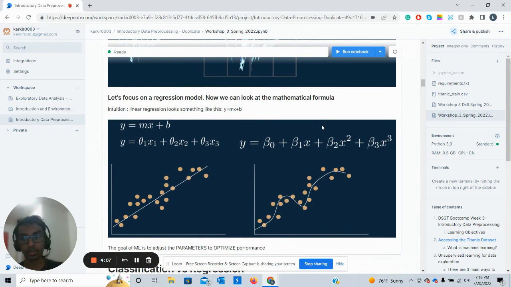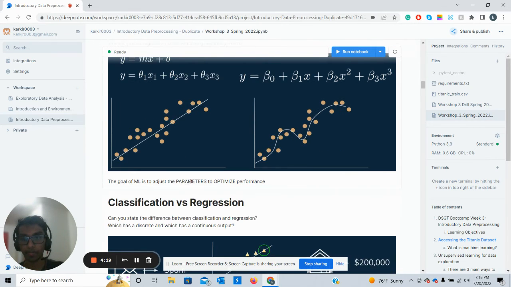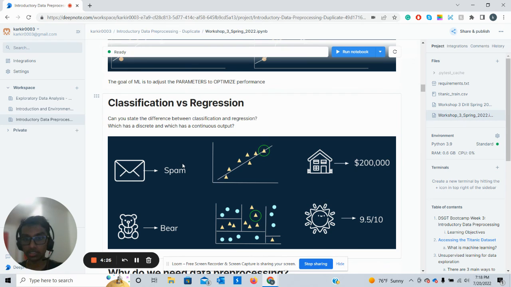You can think of different types of problems as classification versus regression problems. Regression problems are predicting a continuous output from input, for example, predicting the price of a house. The goal of ML is essentially to adjust these parameters to optimize performance. Just to recap, classification versus regression are two key problems within machine learning. Classification is predicting a label, for example, spam or ham, whereas regression is more of predicting a continuous output, like predicting the price of a house or predicting a rating.